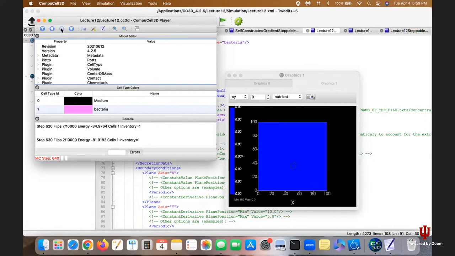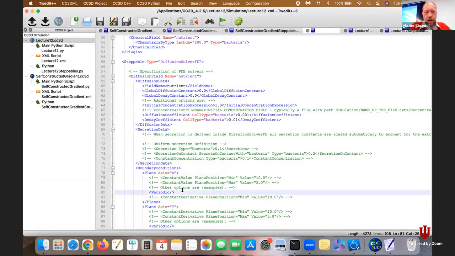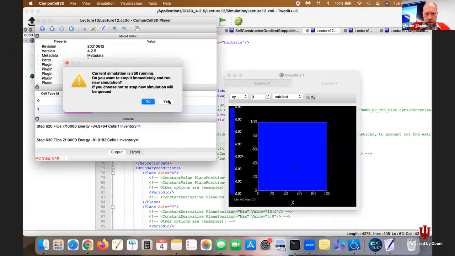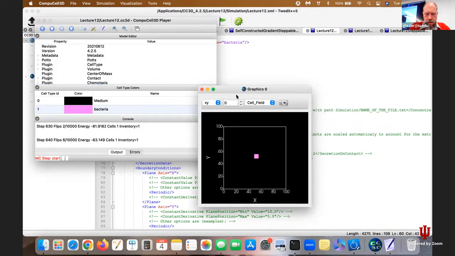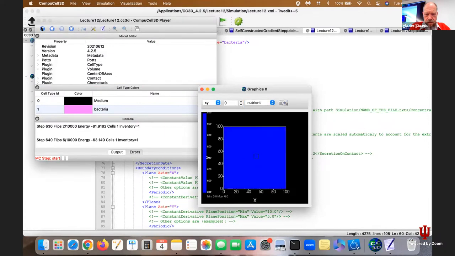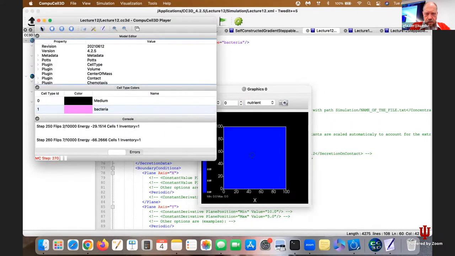Okay. But let's just try one thing. Can you go into the diffusion solver and make the diffusion constant, the global diffusion constant, something like 0.001? Just make it small but non-zero. Okay, that's fine. No? Huh.